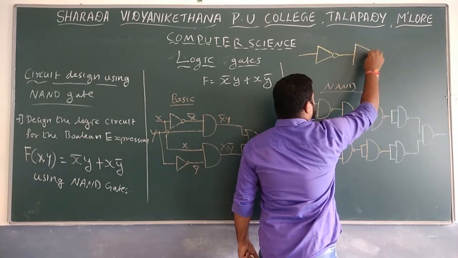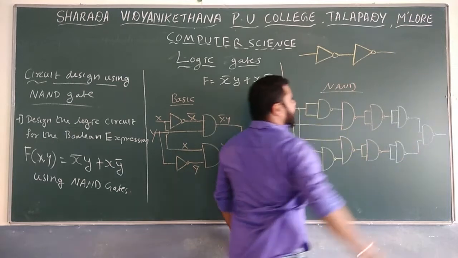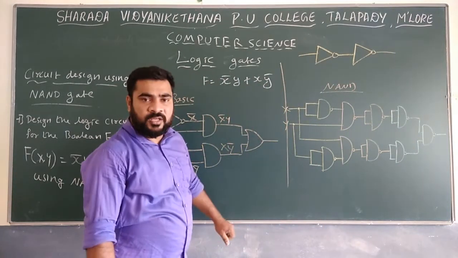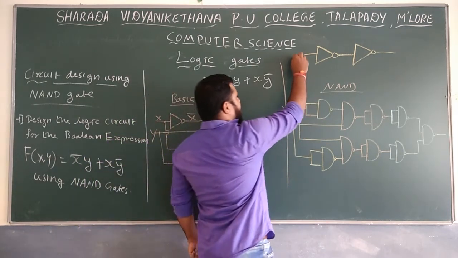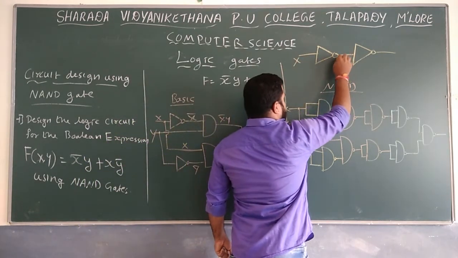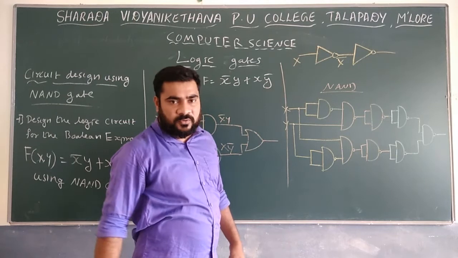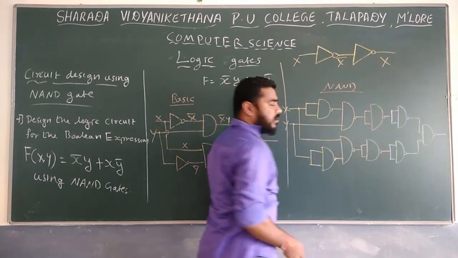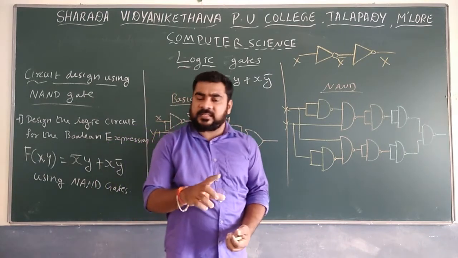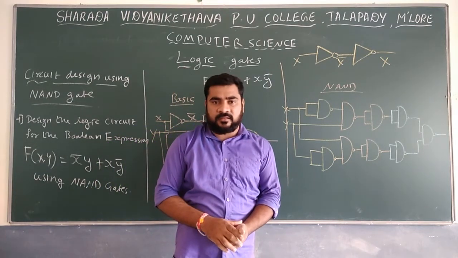Then if you connect two NOT gates together, what is the output? Just see that. X is the input, this will be X dash, and X dash is the output. So X dash is the given input, which means the output will be X. Right. If you give the input as X, the output will be X.